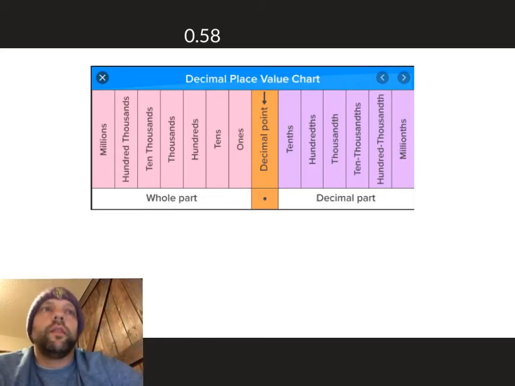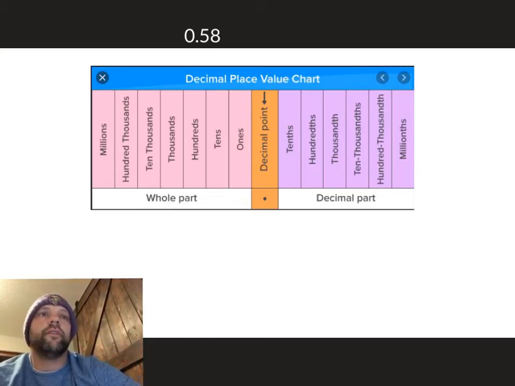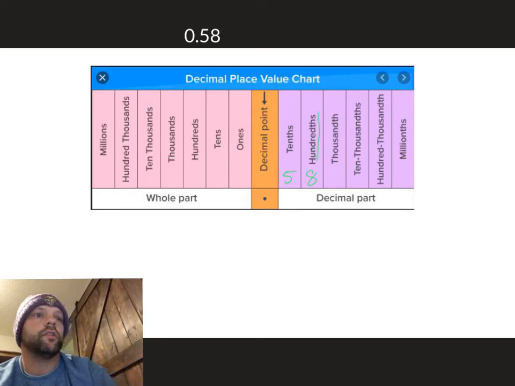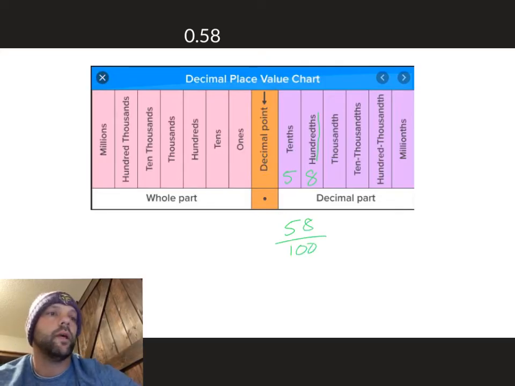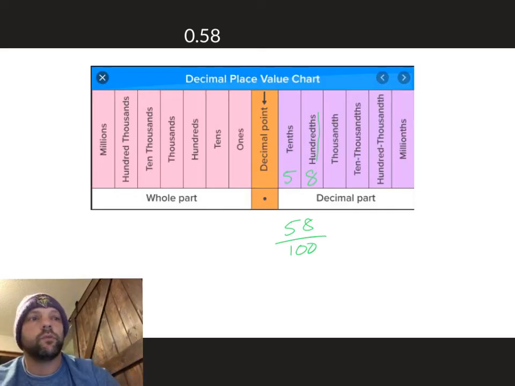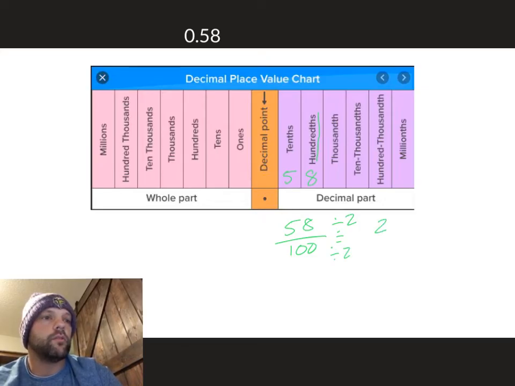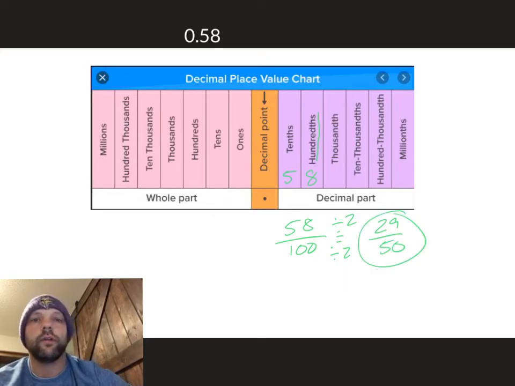All right, so we're going to look at this problem. We have 0.58 or 58 hundredths. So if you look at my place value chart, I'm just going to fill it in where I have the 5 and the 8. And I know that it's over my word hundredths, so that's really going to end up as being 58 over 100. Okay? I could leave my answer written this way. If I wanted to simplify it, I would divide both by 2, and that's going to leave me with 29 over 50. Either answer is correct.